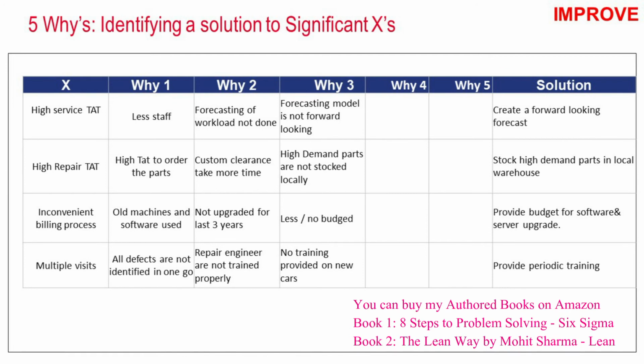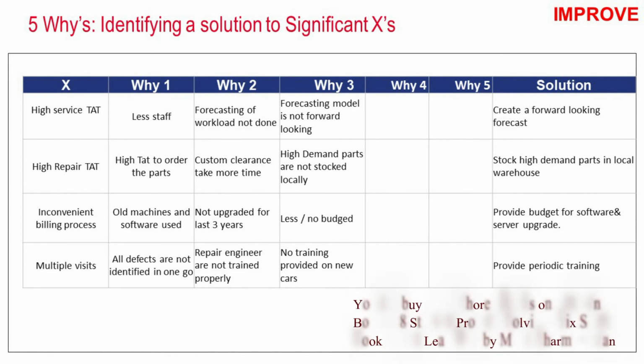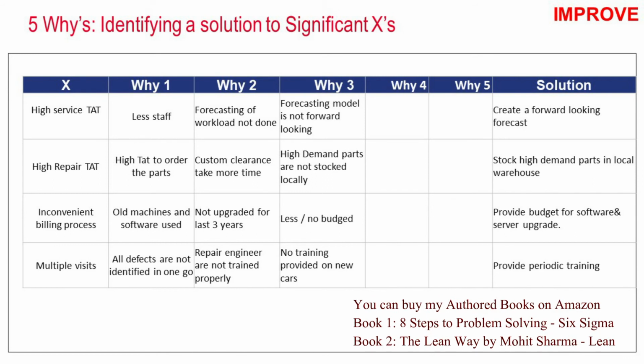High service TAT, why is it so? Because there is less staff. Why is there less staff? Because the forecasting of workload is not done. Why is the forecasting of the workload not done? Because the forecasting model is not forward looking. What does it mean? It is only taking into consideration the past data. It is not taking the future demand into consideration. So the solution is to create a forward looking forecast.